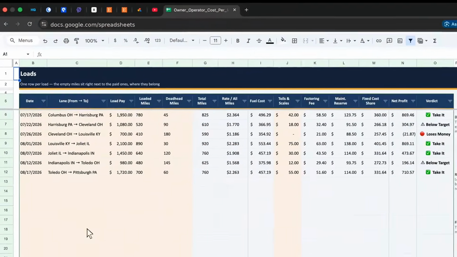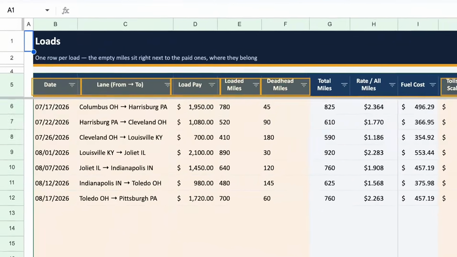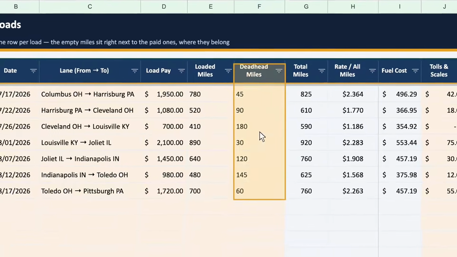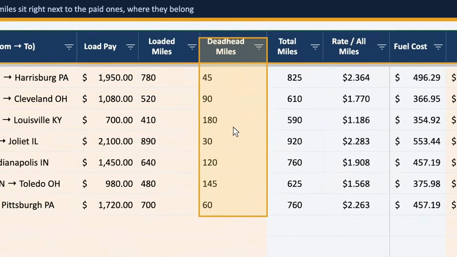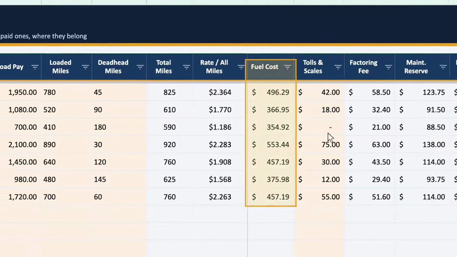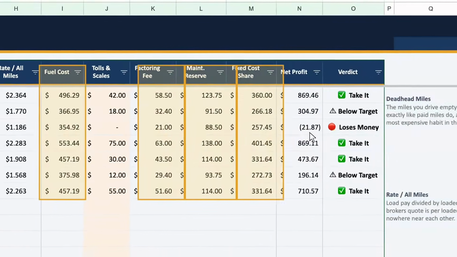Now the tab that does the real work. 1 row per load. You type 6 things. The date, the lane, what it pays, loaded miles, deadhead miles, and tolls. Deadhead is the column almost nobody fills in. Those miles burn the same fuel and wear the same tires, and nobody pays you for them. Everything to the right fills itself in.